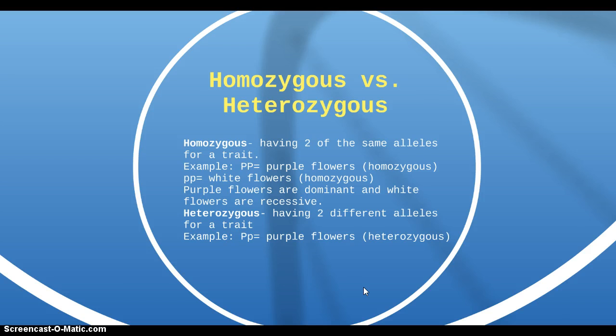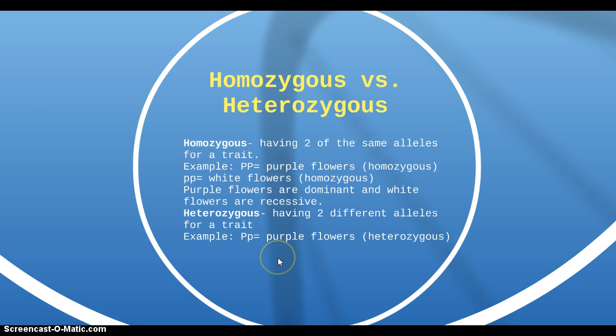Homozygous versus heterozygous. Homozygous means you have two of the same allele for a trait. So in this case, both of the letters are exactly the same. You have two uppercase dominant alleles or two lowercase recessive alleles. And in this particular example below, we have some flowers. Purple is a dominant trait, and the white flowers are the recessive trait. So right here, we have a homozygous dominant genotype for purple flowers, the two uppercase P's. And right here, we have a recessive trait for white flowers, and you can see that by the two lowercase p's. Remember, recessive traits, two recessive alleles, two lowercase letters.